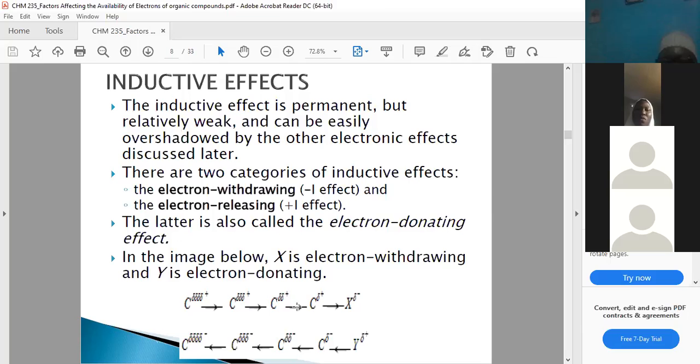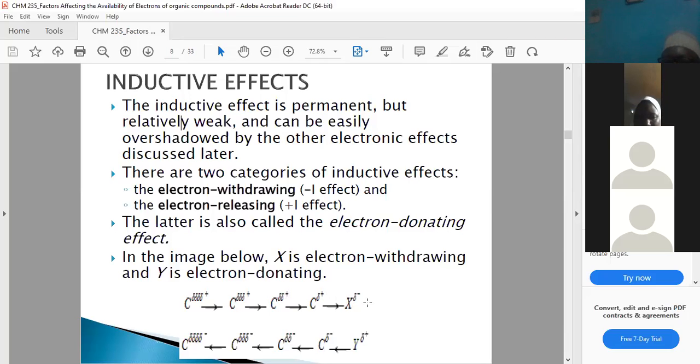Inductive effect is when you have polarization of bond. For instance, in this carbon chain, we have an electronegative atom that is bonded at the terminal end of the chain. The electronegative atom will be pulling the bonding electron between it and this carbon toward itself. The effect of the pull will be transferred along the chain up to at most the fourth carbon atom. It is this effect that is referred to as inductive effect.